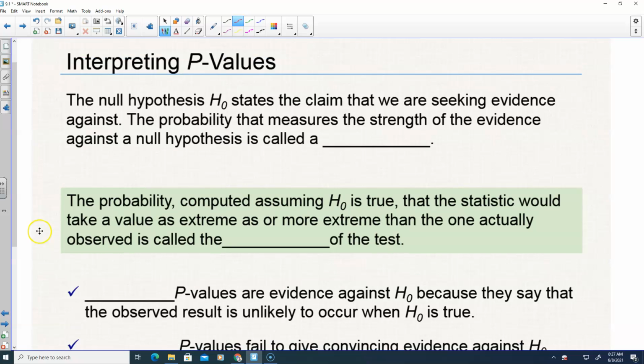So now we have to look at this concept of p-values. The null hypothesis is going to state a claim. We're seeking evidence against that claim. The probability that measures the strength of the evidence is called the p-value. The probability that's computed assuming H0 is true, that the statistic would take a value as extreme as or more extreme than the one actually observed, is the p-value.